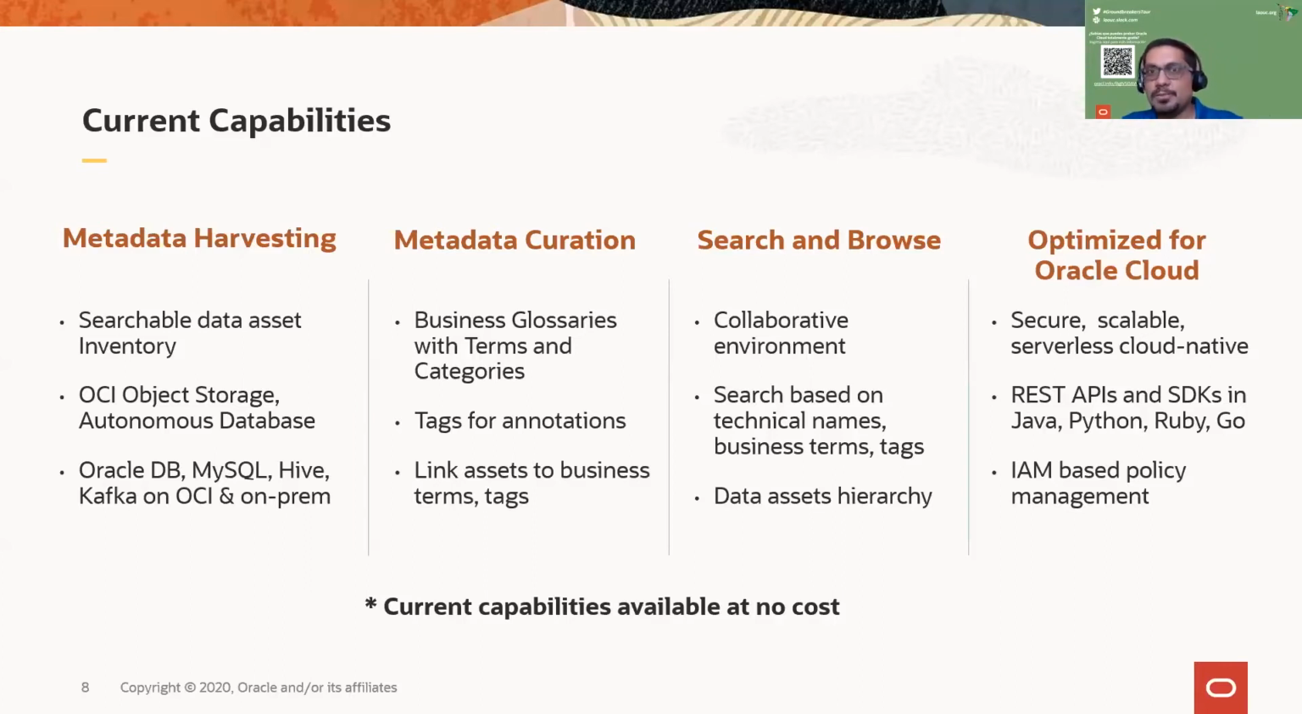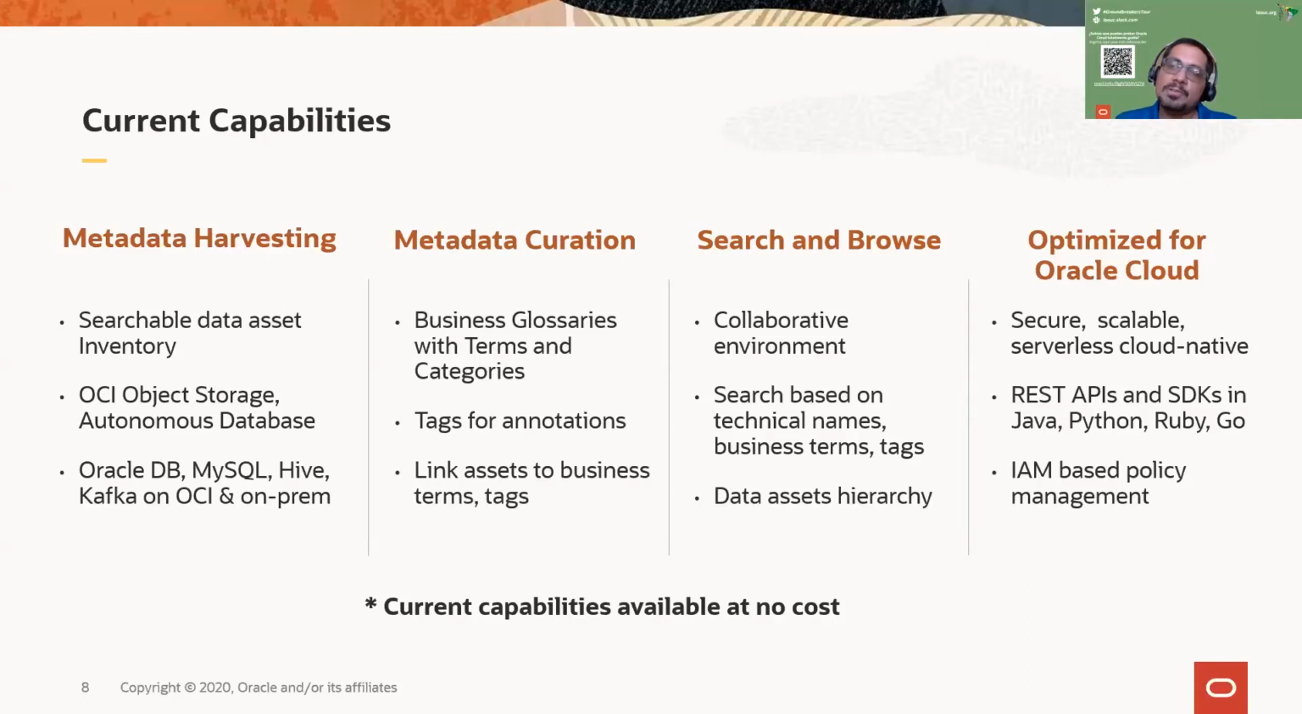Type in customer and it will show you all the data assets related to customer. You can use the technical names, or you can use business terms, you can use tags to search, right? And if you feel like, oh, I don't want to do search, I want to just do a browse because I know where things land or are already located, you can just do a hierarchical browse as well. So those are the feature functions from an end user perspective.